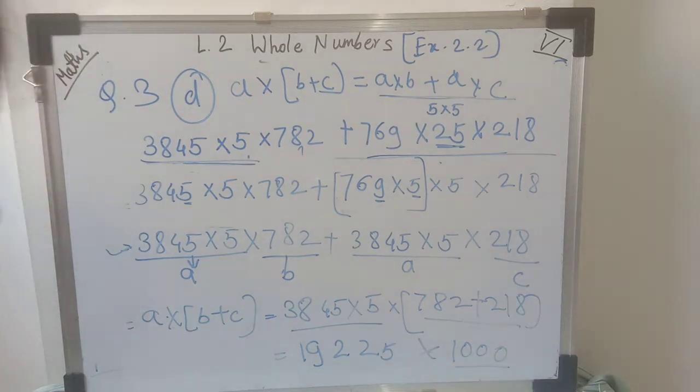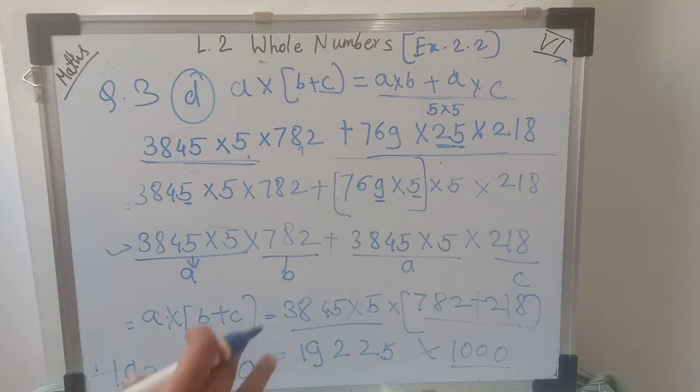Now 1000 is there. I told you how many zeros are there, that many zeros you have to write, three zeros. Then whatever the number, if you multiply by that same number, you will get 19225. So here we got the answer, that is 1,92,25,000. Okay students, in this session I have explained the same question D from question number 3. I hope now you understand it.